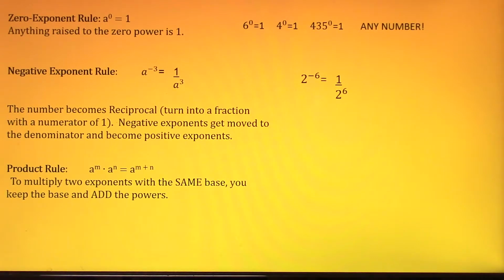Now let's look at the product rule. When you're multiplying the same base with exponents, you keep the base and add the exponents. So any number to a power times the same number to whatever power, you just add the exponents. So let's take a look here. 6 squared times 6 to the 3rd power is the same thing as 6, you add the exponents, 2 plus 3, so it'll be 6 to the 5th power. So if it's being multiplied, you add those exponents.